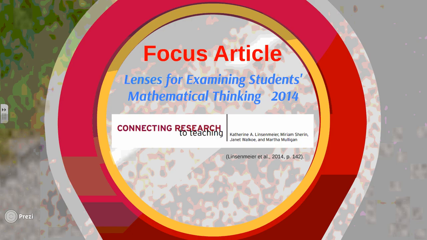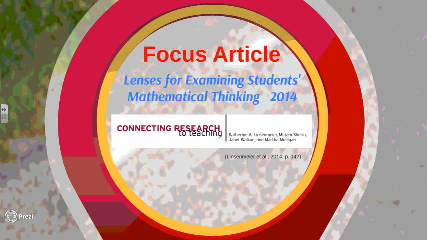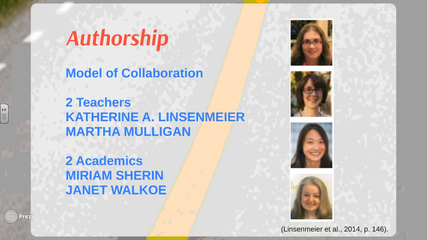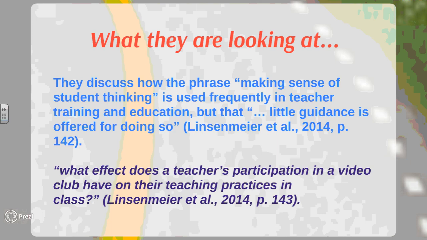Our focus article today is "Lenses for Examining Students' Mathematical Thinking," and it models the evolution of the magazine, where we see the authorship is 2 teachers and 2 academics working together to write about a study they did together. So what they're looking at here is, we often say it's important to know how kids think. It's important to know how our students think. But how do we measure that?